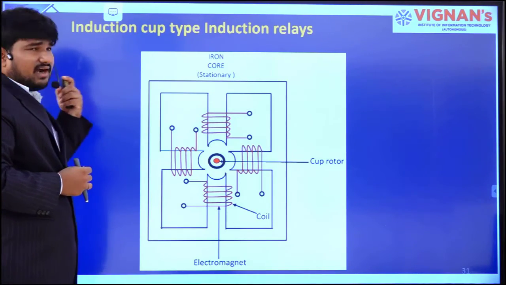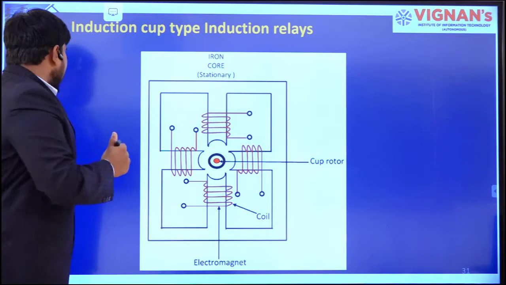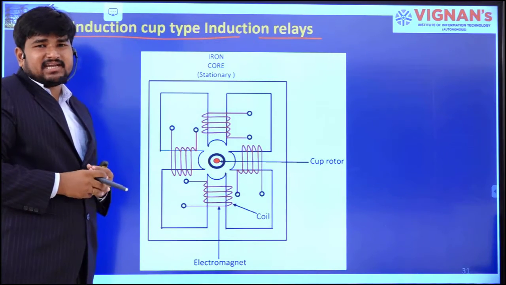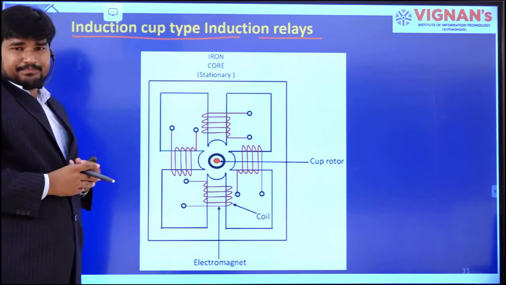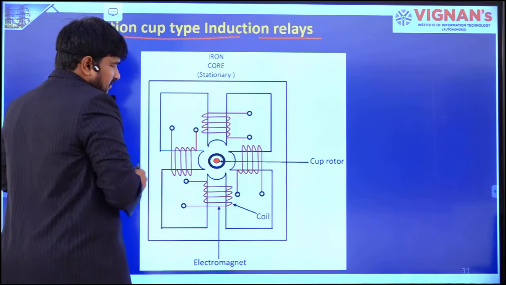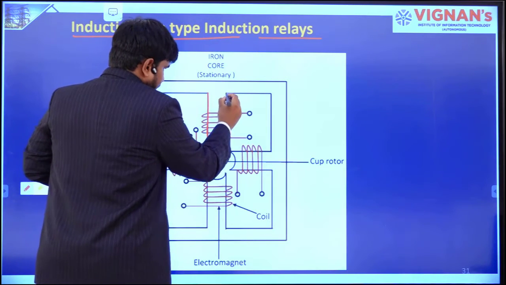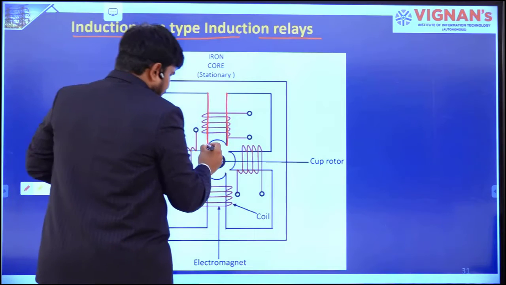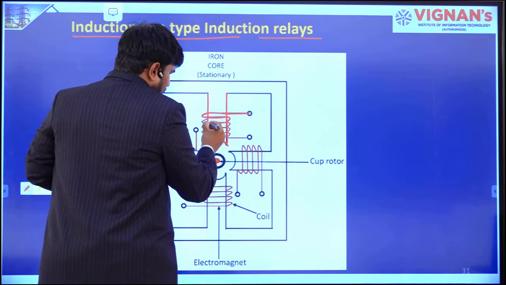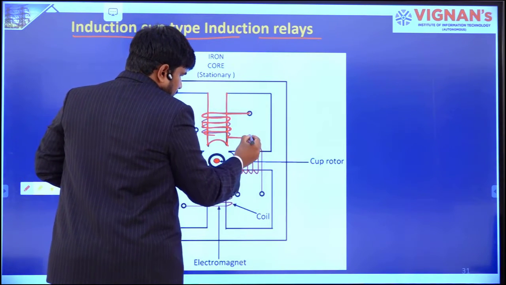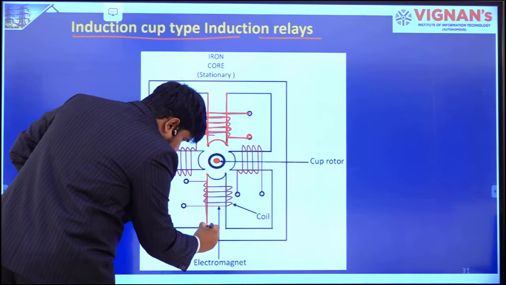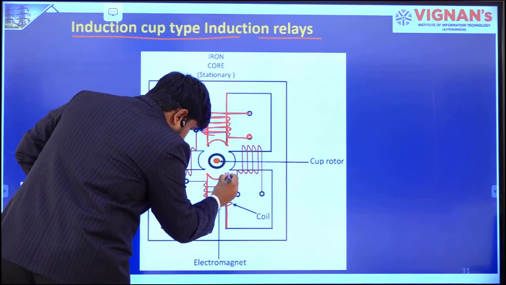Now the third type of induction relays is the induction cup type relay. In this type we have this structure, if you observe. There is one electromagnet core. In this core the primary winding is wound. Similarly, the opposite also has the primary winding only.